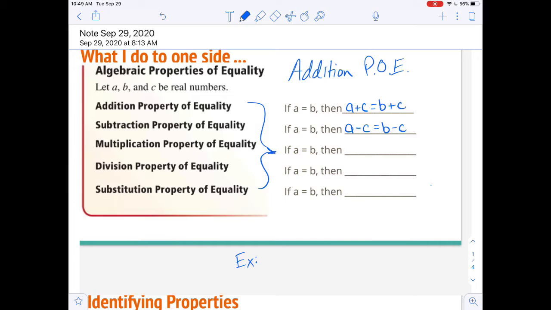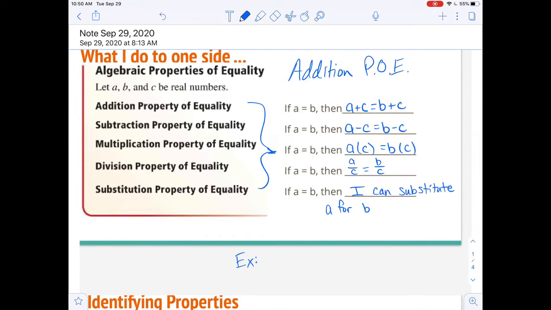Multiplication and division are the same. So if I start with A equals B, then whatever I multiply to one side, I have to multiply to the other side. And whatever I divide from one side, I have to divide from the other side. And our substitution property says that if A equals B, then I can substitute A for B, or I can substitute B for A.